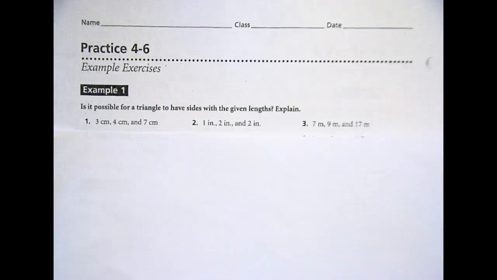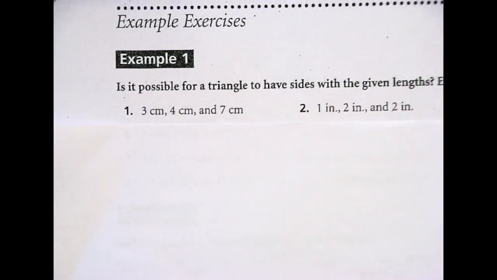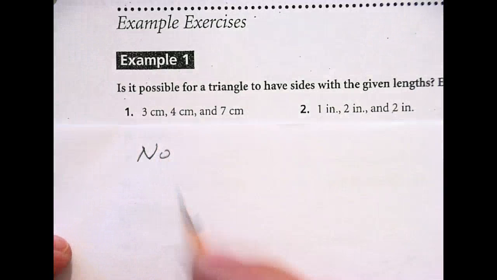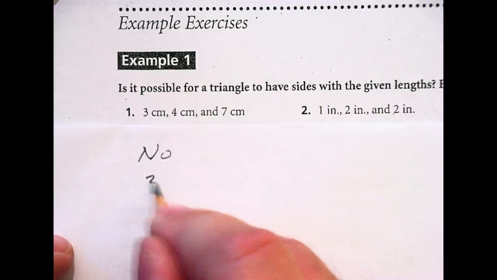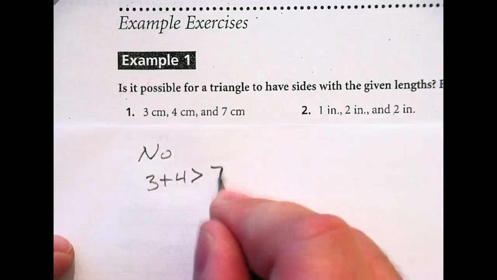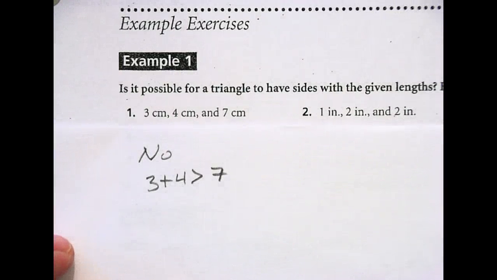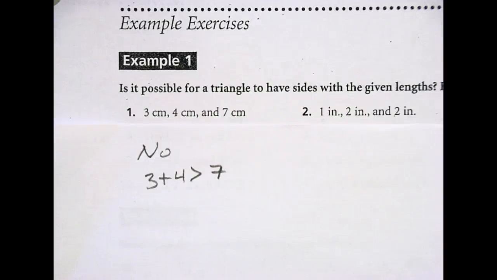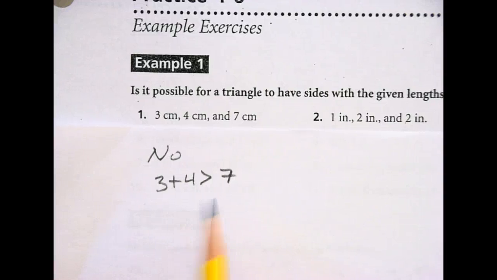Number 1. How many say yes? How many say nope? The answer is no. And the reason is, I'm just going to go mathematical on it. 3 plus 4 is not greater than 7. Okay? So if you say no, you only have to give one reason to disprove it. 3 plus 4 is not greater than 7.